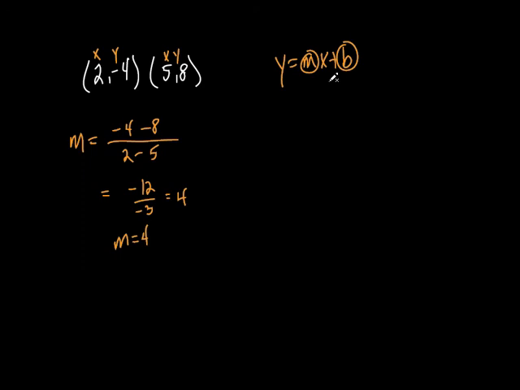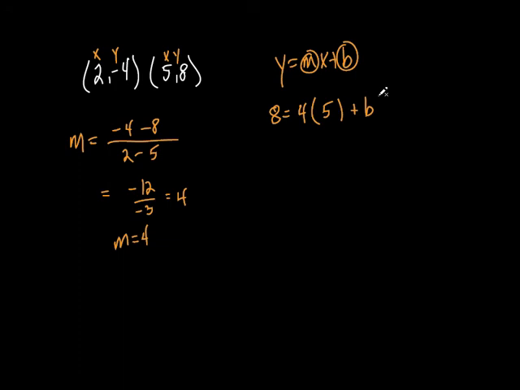5 and 8? Okay, let's put them in there. So y is which one? 8 equals m. What's our m? 4 times x. What's our x? 5. The x is 5, right? The m is the 4. And then plus b, because we don't know that.